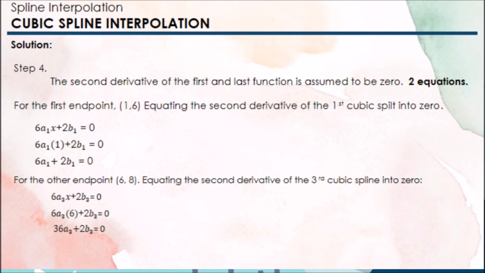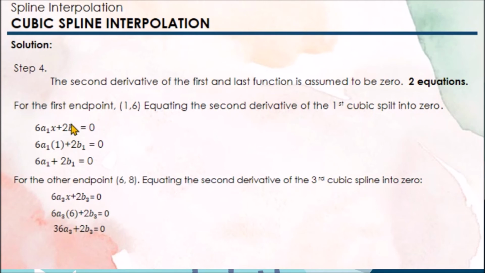So, step 4 na tayo. So, the second derivative of the first. So, first and last lang tayo dito. First and last function is assumed to be 0. So, from here, 2 equations yung makukuha natin. So, for the first point, we have 1, 6.16, diba? So, equating the second derivative of the first cubic spline to.